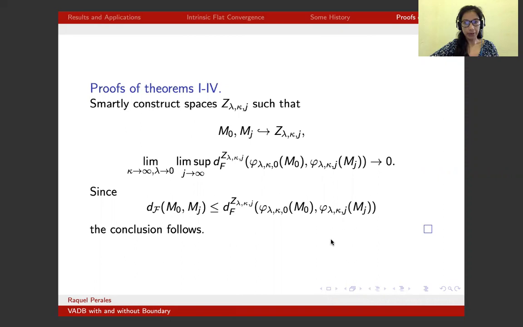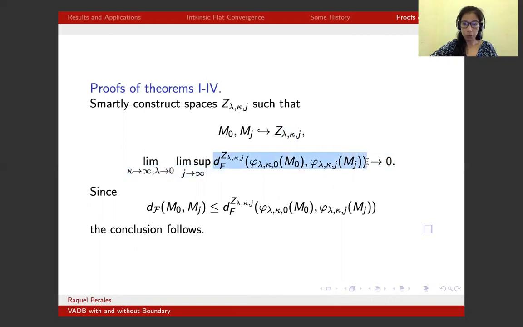So what we have to do, as we have seen before, is construct spaces in which we can isometrically embed our manifolds. So I'm going to embed M0 and Mj into a bigger space. Here, don't pay too much attention to the variables lambda and kappa. But since I isometrically embed M0 and Mj, we will be able to calculate the flat distance between the push forwards in this bigger space.